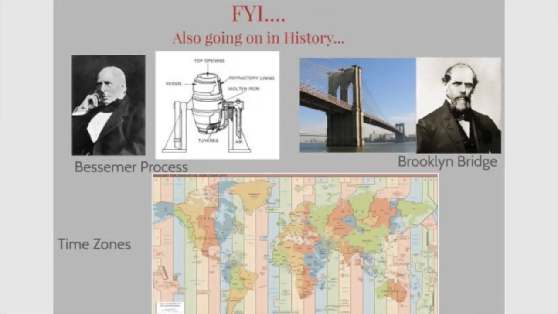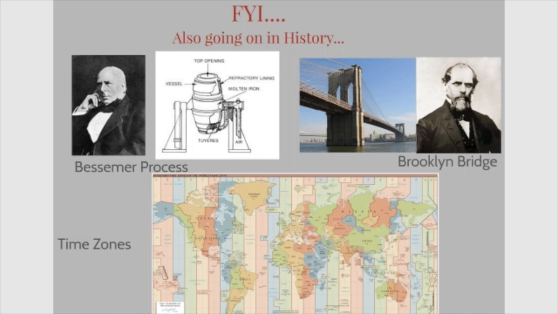Also going on during this time, just want you guys to have this in the back of your mind, are these three things: the Bessemer process, the Brooklyn Bridge, and time zones. So the Bessemer process was developed in the mid-1800s, and basically it makes steel more efficient. It makes steel more cheaply and more easily. Now, the reason that we're talking about steel here is because this Bessemer process allows the Brooklyn Bridge to get created. So the Brooklyn Bridge was the first suspension bridge in the world.